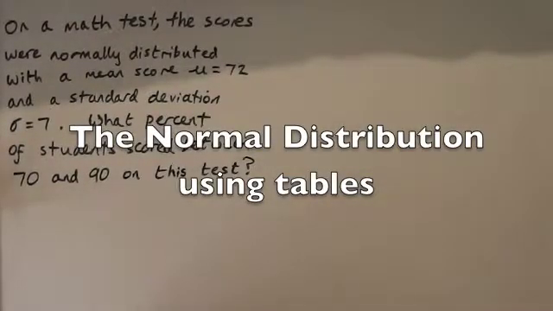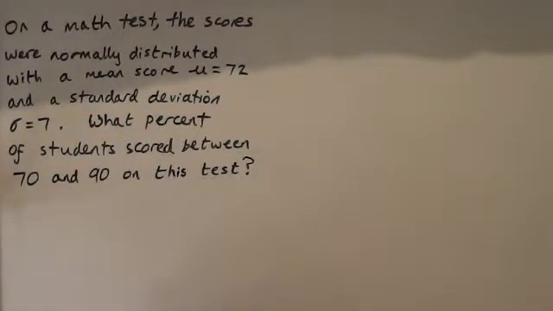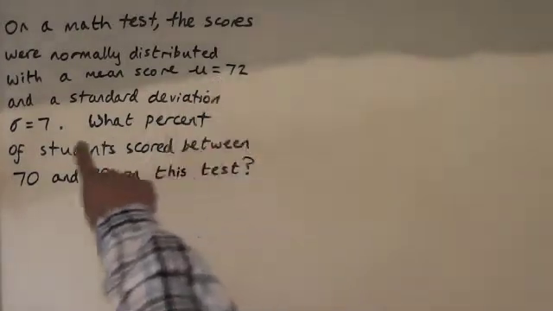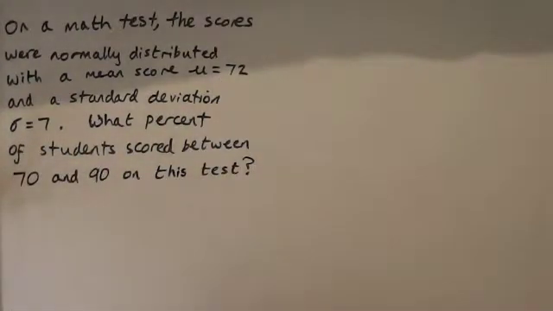Alright, in this question we're going to look at the normal distribution and how to calculate percentages between certain values if the values are distributed normally. So this question says, on a math test, the scores were normally distributed with a mean score mu equal to 72 and a standard deviation sigma equals 7. So those were the symbols for mean and standard deviation. What percent of students scored between 70 and 90 on this test?